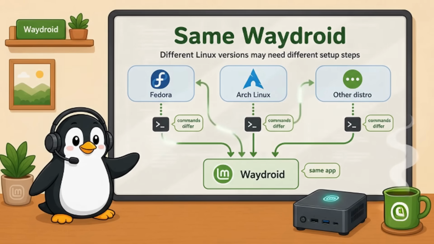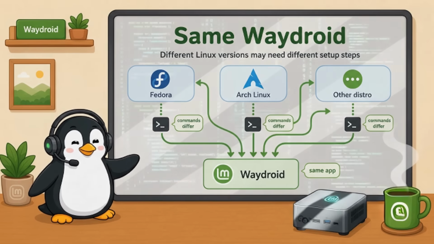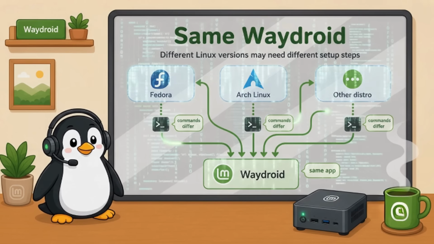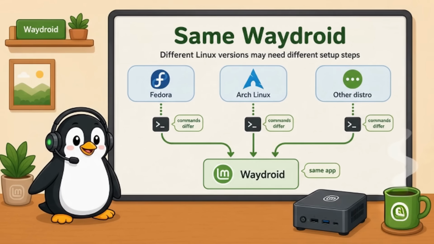Before we begin, this tutorial is specifically for Linux Mint Cinnamon. I'm using Linux Mint 22.3, but the same process should also apply to other recent versions of Linux Mint 22. If you're using Fedora, Arch Linux, or another distribution, Waydroid itself may be the same, but some of the installation commands and setup steps will be different.